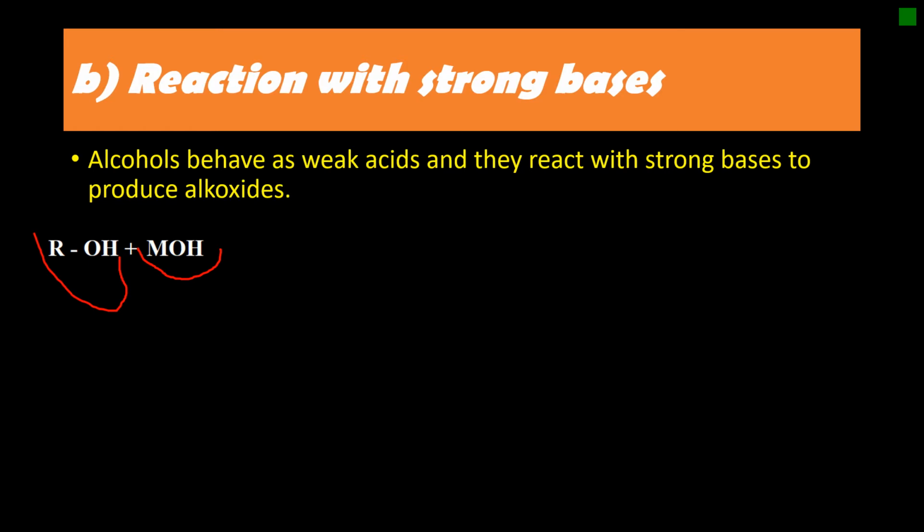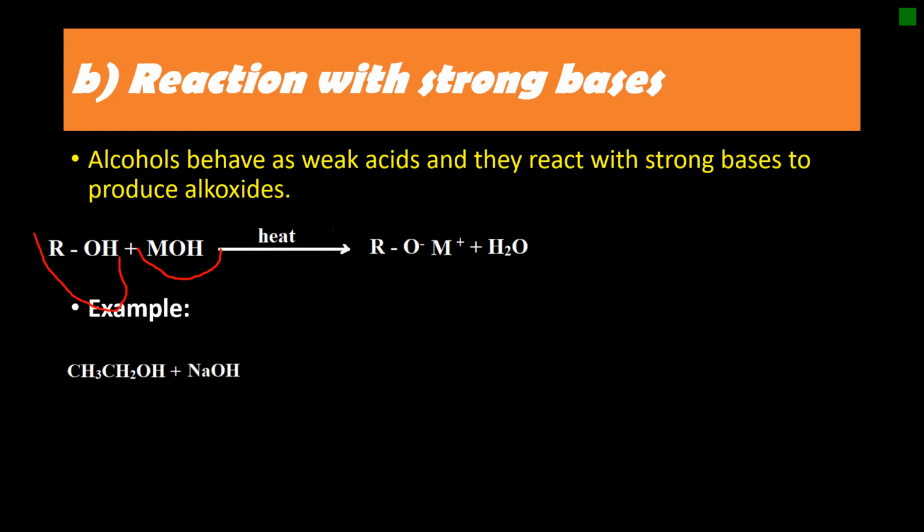When they react, it is a neutralization reaction, where the alcohol behaves as an acid and the base plays its role as a base, which will produce a salt and water. And this is a neutralization reaction. Here we have an example: if ethanol reacts with sodium hydroxide, this will give sodium ethoxide and water.